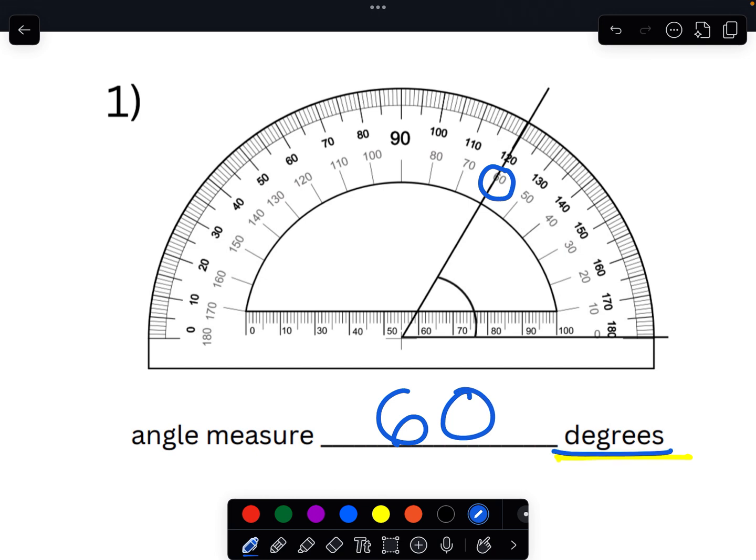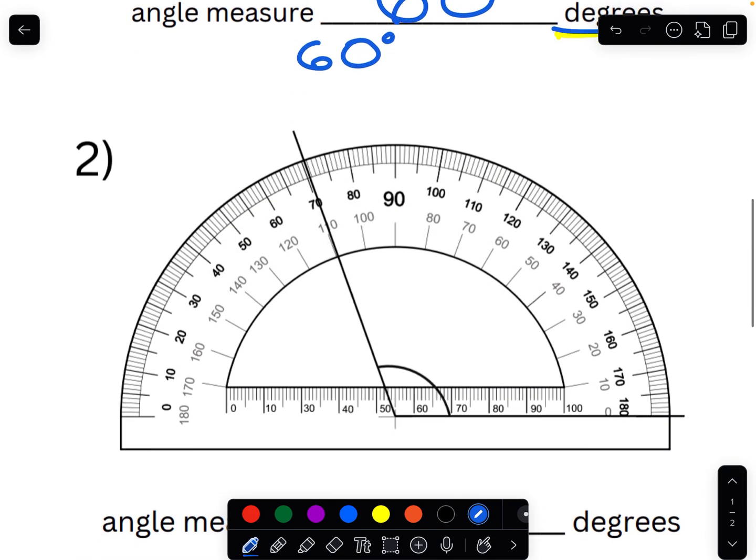And you can see here I've written out degrees, but we can also write degrees using a little circle up to the right of the number. So I could also say 60 degrees. That's another way, just like when we measure the temperature, Fahrenheit or Celsius. We use a similar symbol. So this angle is 60 degrees.